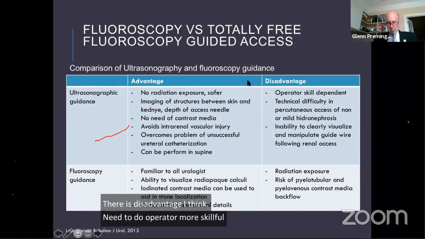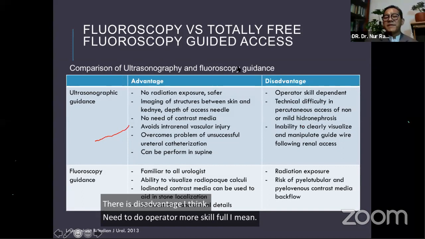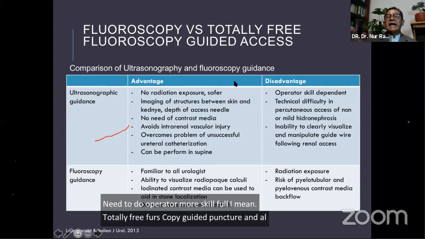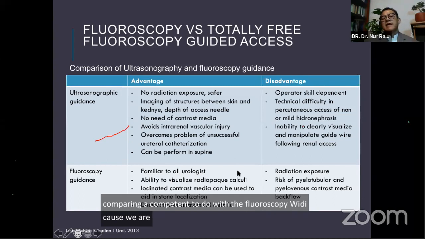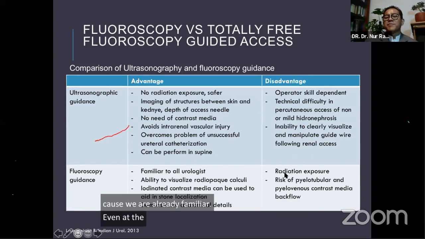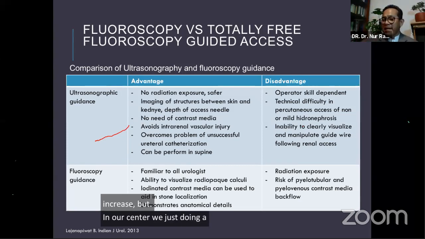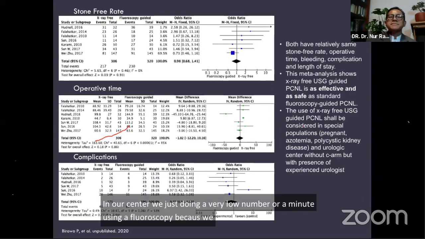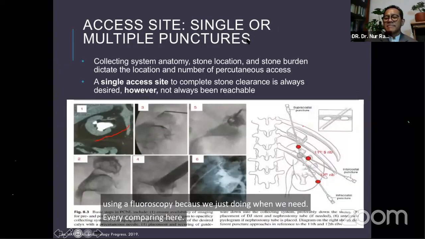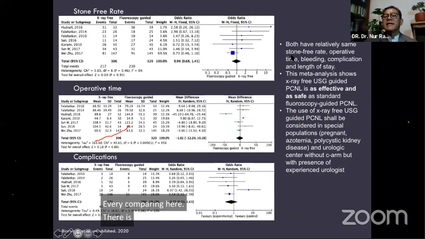I mean, totally fluoroscopy-free puncture and dilatation is a second step, after people are already competent with fluoroscopy. Why? Because we are already familiar. Even the first time, the radiation exposure will be increased. But in our center, we use fluoroscopy for a very low number of minutes, only when we need it. If we compare here, there is no difference in stone-free rate.